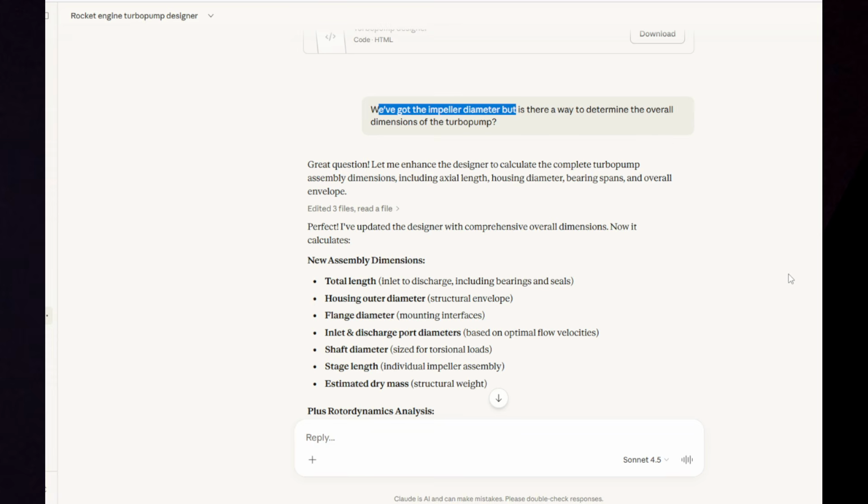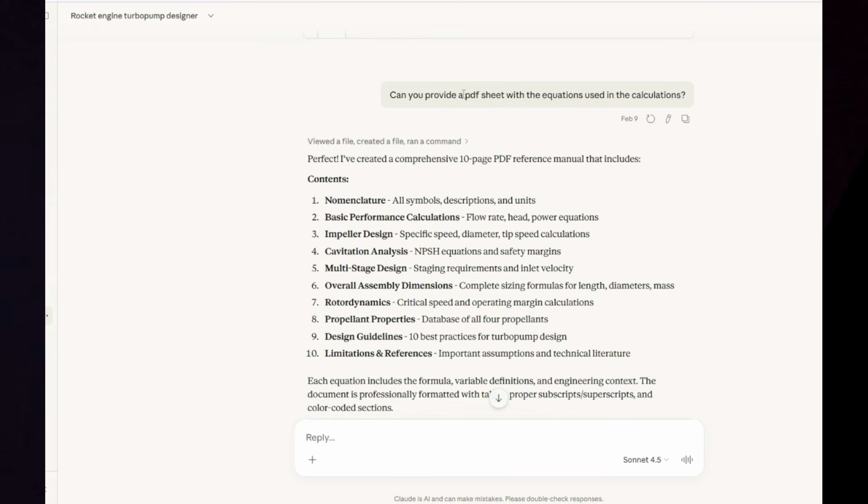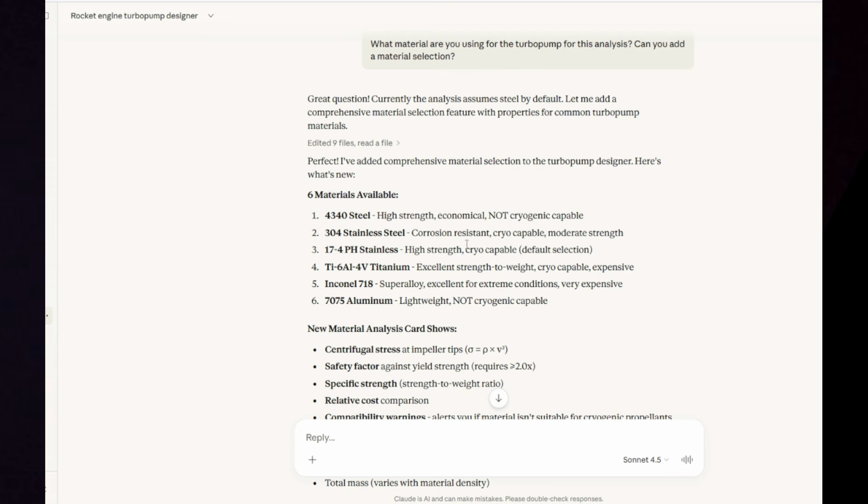And then I started complaining. Is there a way to determine the overall dimensions? I wanted a PDF sheet with the equations used in the calculations, of course. And so it gave me that PDF. And then what materials are you using?